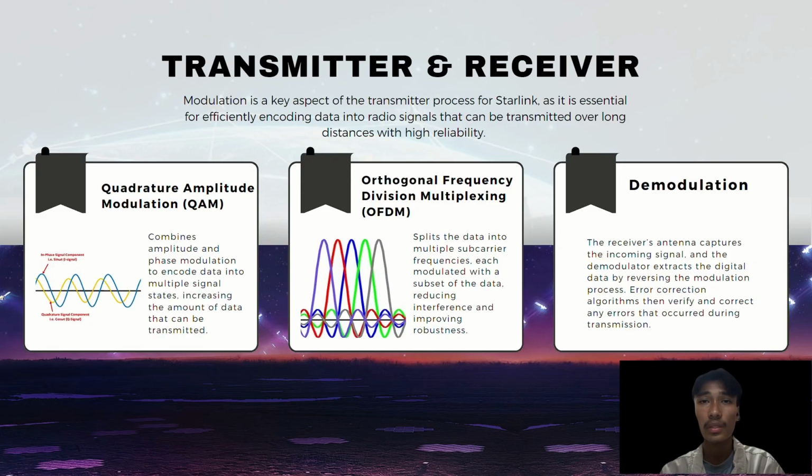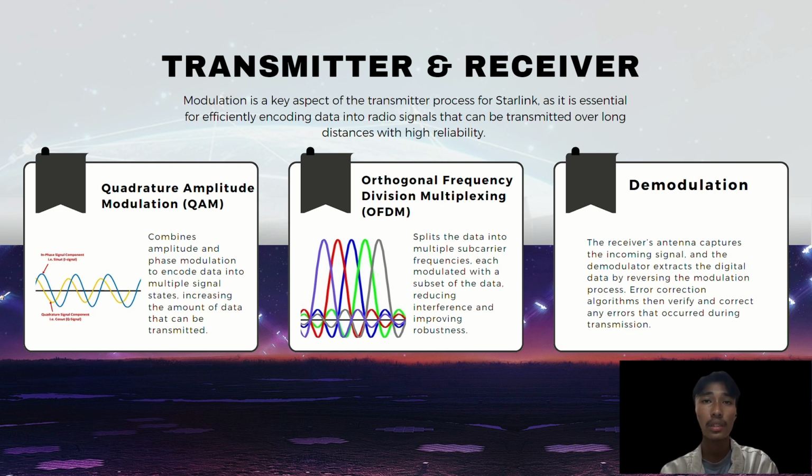Next, for transmitter and receiver. Modulation is a key aspect of the transmitter process for Starlink, as it is essential for efficiently encoding data into radio signals that can be transmitted over long distance with high reliability. So there are several modulation and demodulation that occur in Starlink.